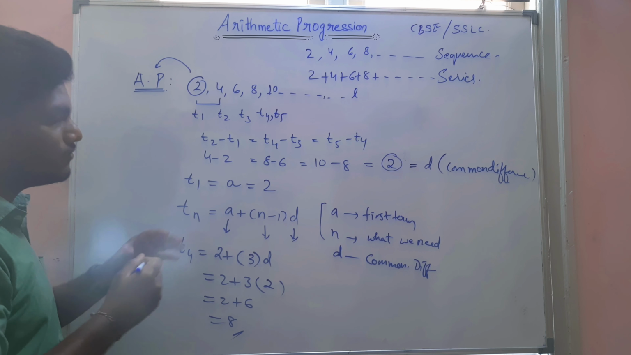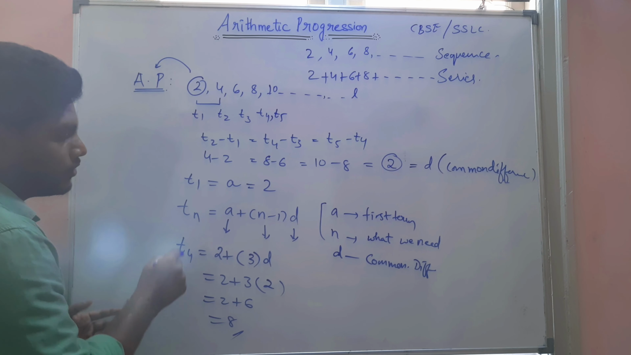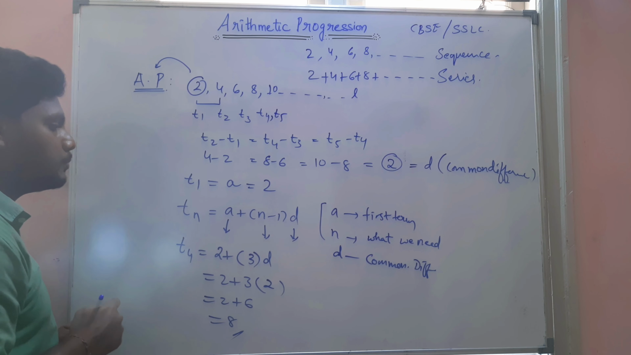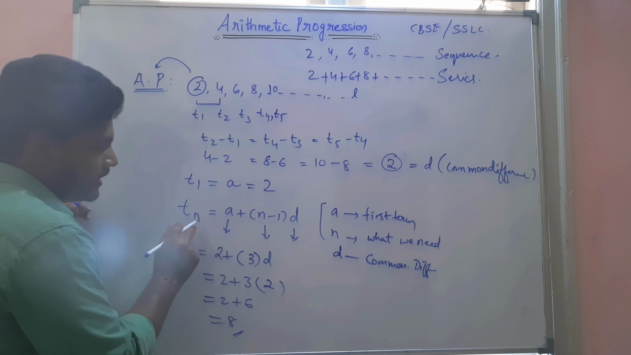Hope you understand how to find the nth term. That may be T4 or T5 or T6. Another important formula: if Tn is a plus (n minus 1) into d, then T21 is a plus 20d. Similarly, T17 is a plus 16d. Why? Because for every term we need to do n minus 1. For n it is n minus 1, for 4 it is 4 minus 1, 3d, for 21 it is 20d, for 17 it is 16d. Like this we will do.